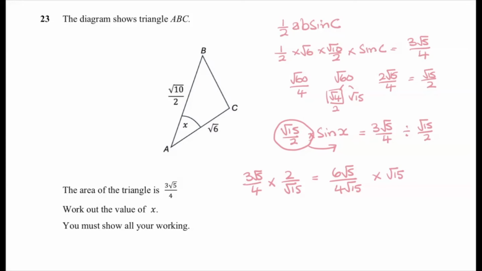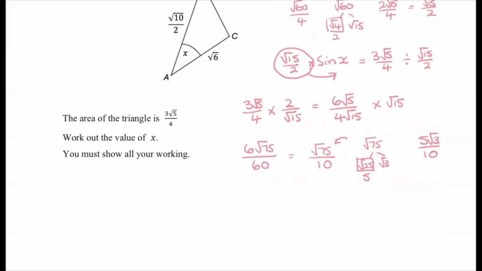That is going to give us, on the numerator, 6 root 75, and on the denominator, it's going to give us 60. Now, our integers will cancel. And now we're going to work on our surd because that will simplify further. Root 75 will go to root 25 and root 3. Root 25 is our square number to give us 5. So what we've now got on the numerator is 5 root 3 all over 10. That simplifies to root 3 over 2.